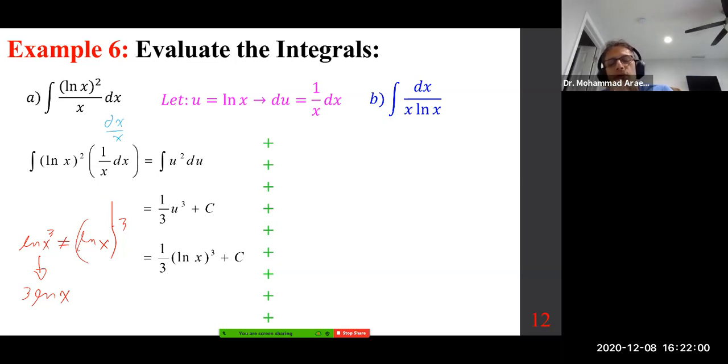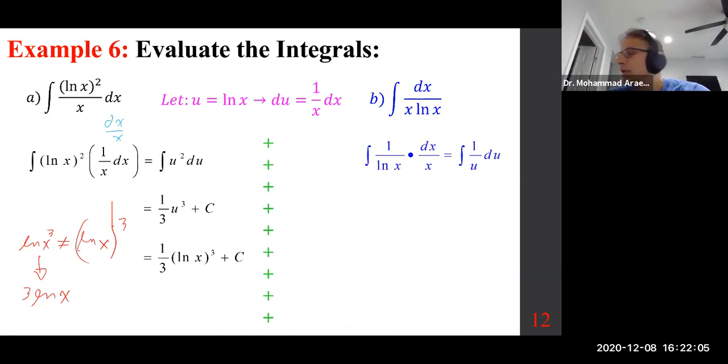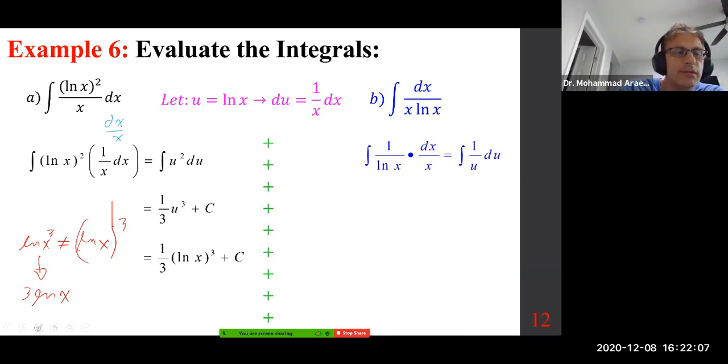All right, look at the right side, look at part B, and rewrite the expression again. Rewrite the expression, class. And so it's 1/ln x times dx/x. This part is du, this one is simply 1/u, okay? Again, you can always go directly to that. I just want to make sure there's no confusion. And when you get comfortable with that, you can stop doing the same thing, okay?